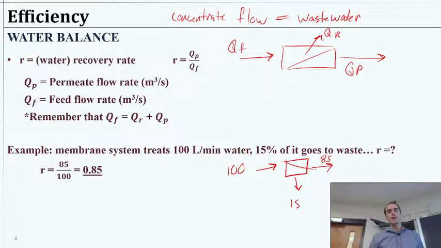So 100 is coming in, 15 is going to waste, 85 is going through. So it really simply becomes 85 over 100 is 0.85. Okay, so very straightforward.